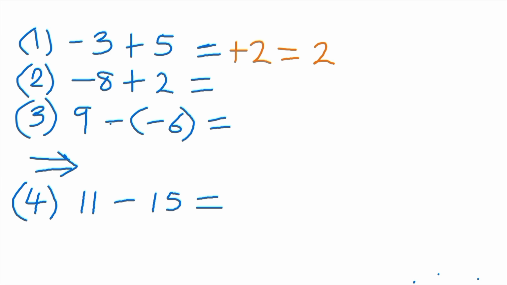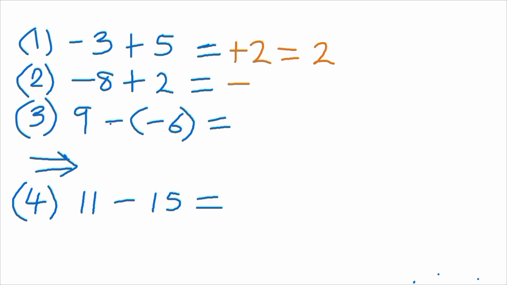Then number 2 says minus 8 plus 2. Between 8 and 2, which one is larger? 8 is larger. And so we take the sign of 8. The sign of 8 here is negative. So that means our answer will be a negative value. So I'm going to write the negative sign there. Then what we do next is to ignore their signs now and subtract them.